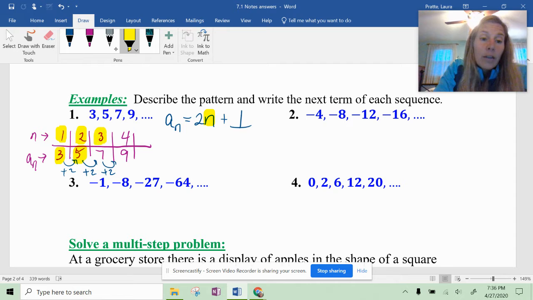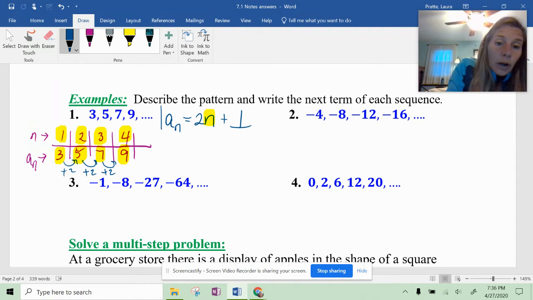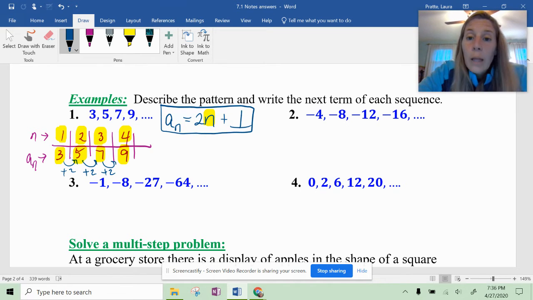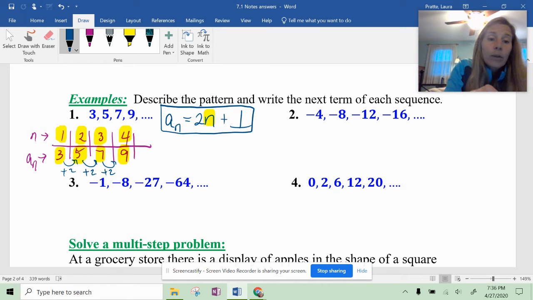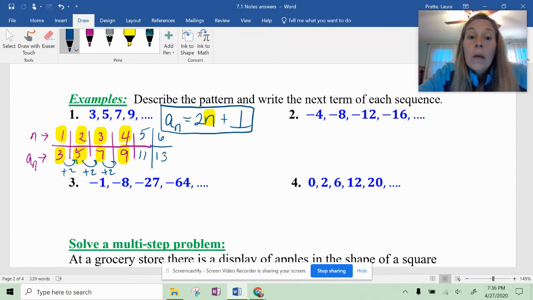What if I plug in a 3? 2 times 3 is 6, plus 1 is 7. So it looks like it's working. 2 times 4 is 8. 8 plus 1 is 9. So our rule here is 2n plus 1. Now it says write the next term of each sequence. Well, at this point, we know the next term would be 11. If we had to continue it even further, we would know it'd be 13. They're just going by 2s.